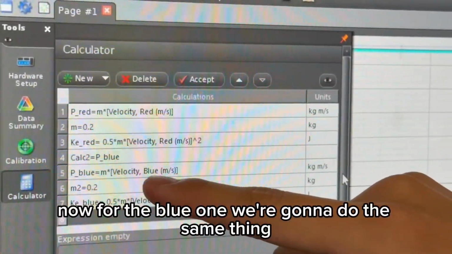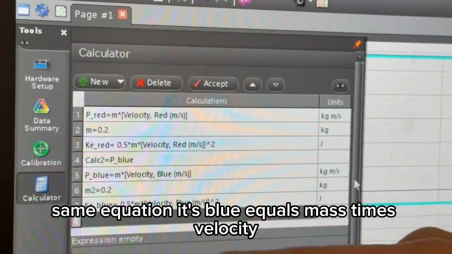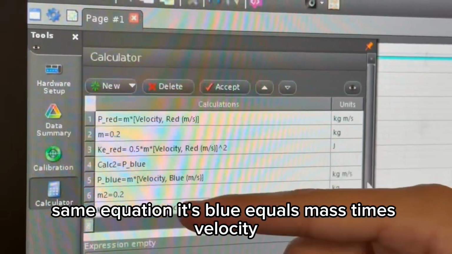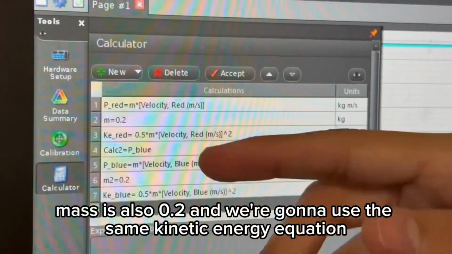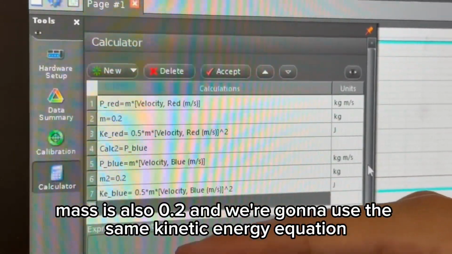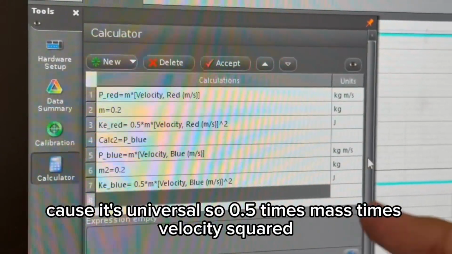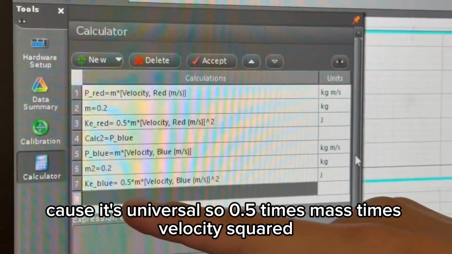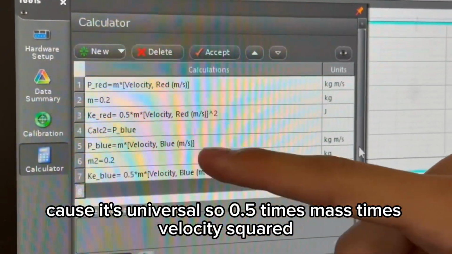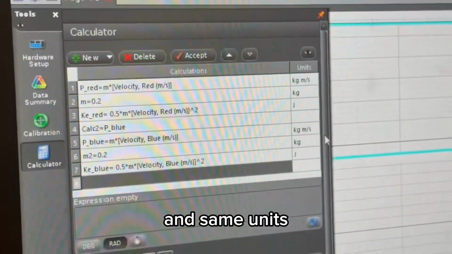Now for the blue one, we're gonna do the same thing, same equation. P blue equals mass times velocity. Mass is also 0.2, and we're gonna use the same kinetic energy equation because it's universal. So 0.5 times mass times velocity squared, and same units.